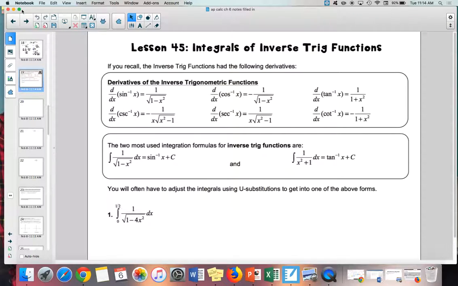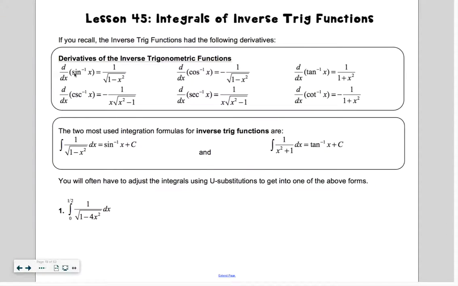45, integrals of inverse trig functions. So if you remember, we've talked about the derivatives of inverse sine, inverse tangent, and those things. You have those memorized, yay. So the derivative of inverse sine is 1 over the square root of 1 minus x squared, and the derivative of inverse tangent is 1 over 1 plus x squared.